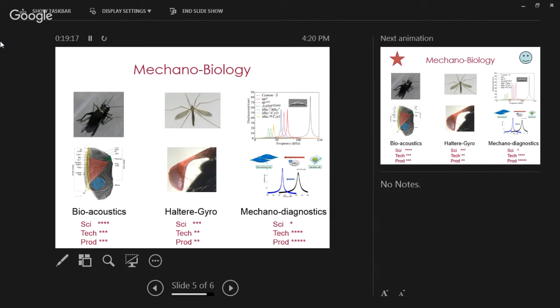So that's a very active area of research in my group, and we are developing this as a technique.